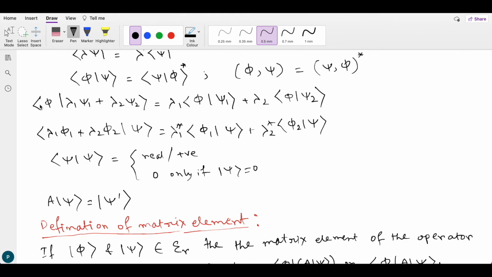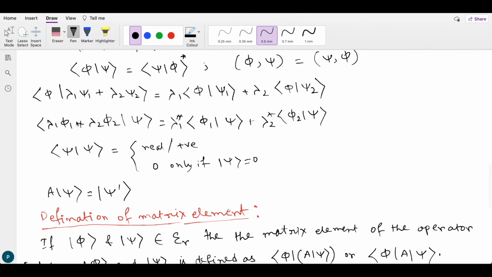So what is the scalar product of phi with lambda 1 psi 1 plus lambda 2 psi 2? We know that the constants come out of the scalar product, and we are left with lambda 1 phi psi 1 plus lambda 2 phi psi 2. But when the constants are on the bra side, then we have to take the complex conjugate of the constants. I have done the complex conjugate of lambda 1 and lambda 2 here.